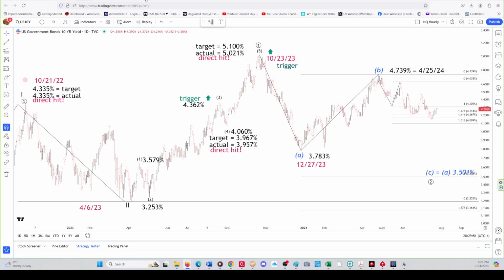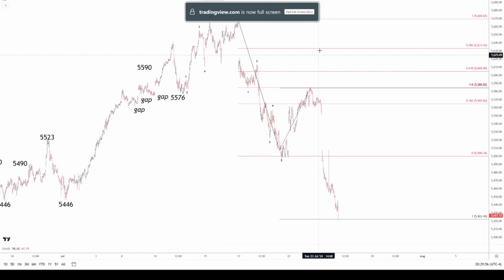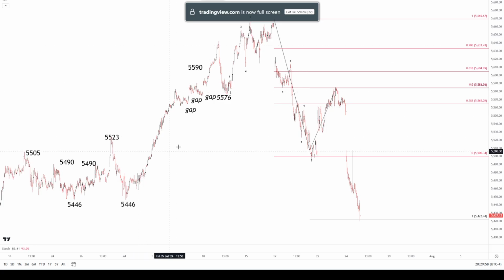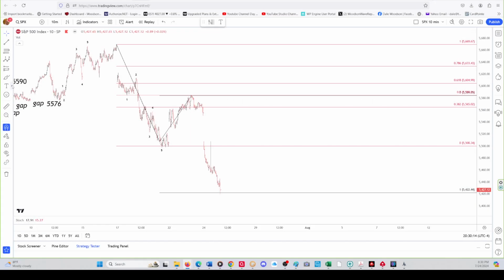I wanted to show you guys, let's go in the S&P with a 10-minute chart, and show you what's going on from that high. By the way, we have all these gaps over here that got closed on the 17th of July. This is a 10-minute chart of the S&P 500 cash. We have a 1 down, a 2 up, 3 down, 4 up to make the larger wave 1. I'll put that in there. Here we go.